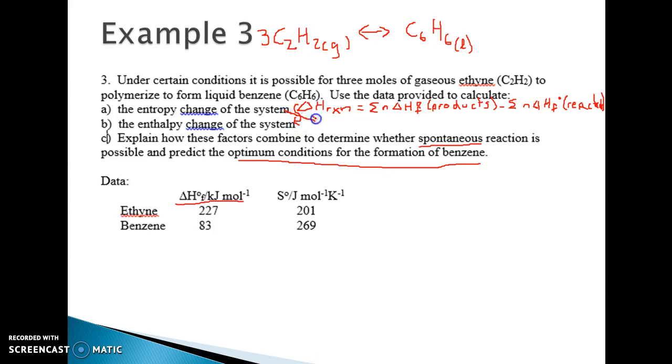And then for the entropy, you'll do the same thing with the entropies that are given. So it'll be entropies of the products minus entropies of the reactants. Okay, so pause the video now and go ahead and get those calculations done.